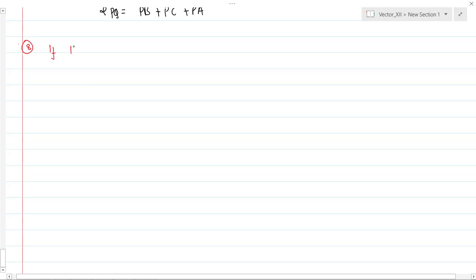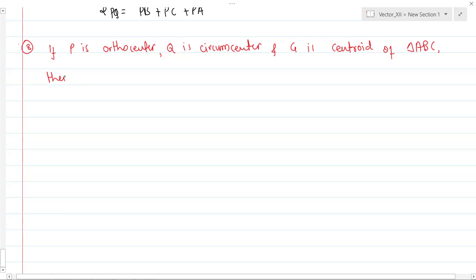So if P is the orthocenter, Q is the circumcenter, and G is the centroid, of a triangle ABC of course, then prove that QP bar is equals to 3 times QG bar.